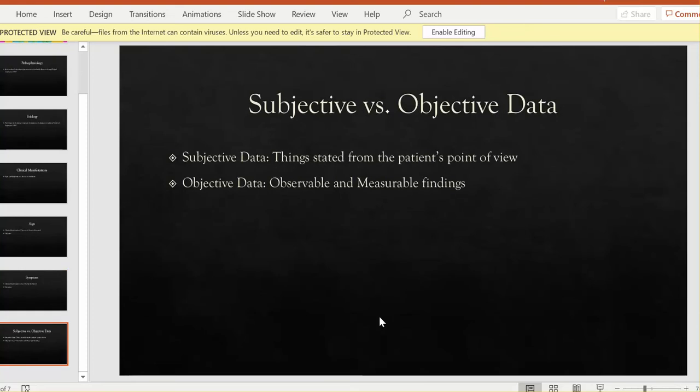Okay, subjective versus objective data. Subjective data is data that can be stated from the patient's point of view, okay? These are things we assess, right? These are things that we collect. So objective data is observable and measurable findings.